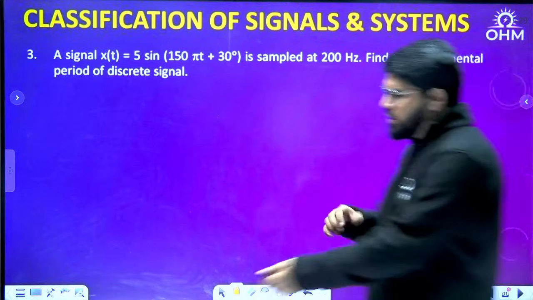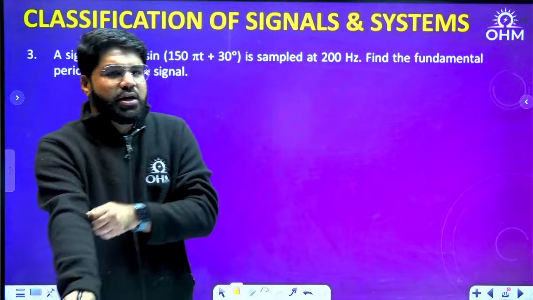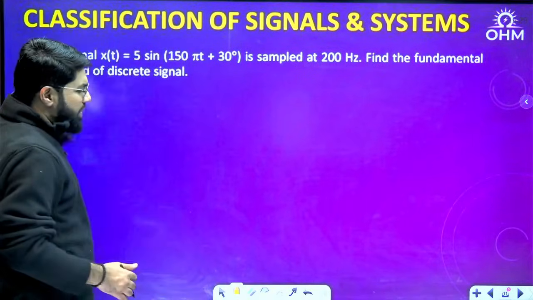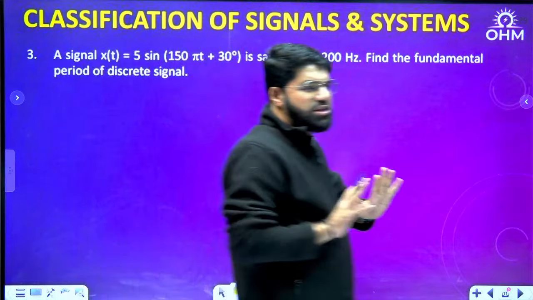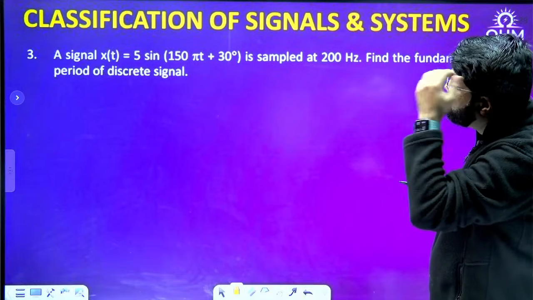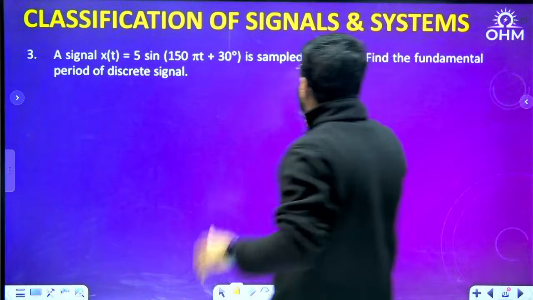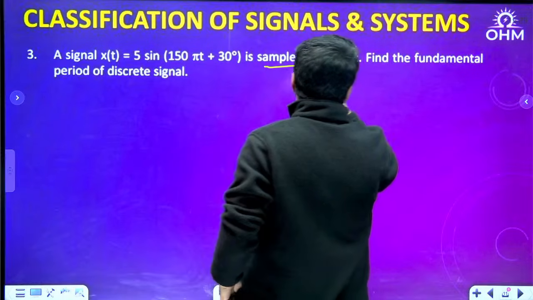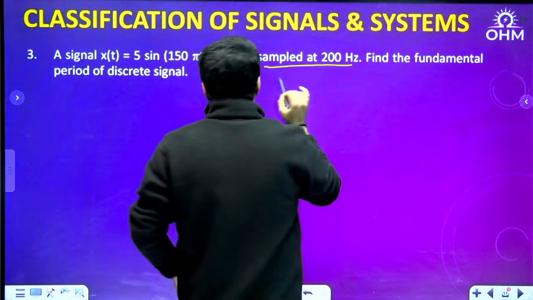Now look into question number 3. You can keep count of the questions as well. As you know, the title is 21 questions for today, and this is the third one. The signal 5 sin(150 pi t plus 30 degrees) is sampled at 200 hertz. What is the fundamental period of the discrete signal?